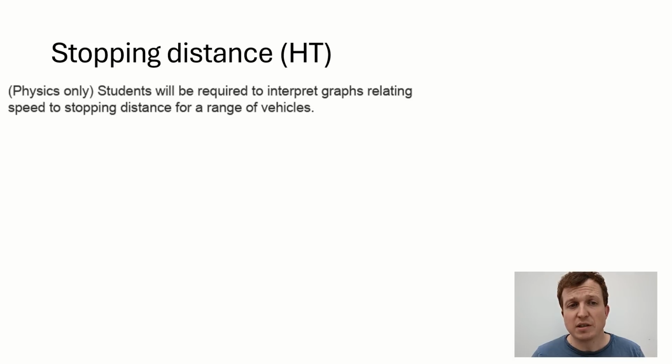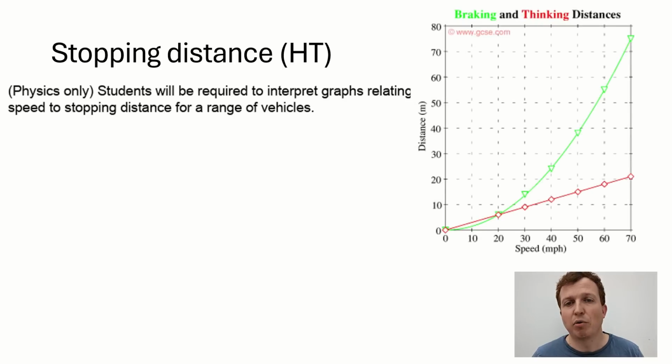While we're on about stopping distance, you need to be able to interpret a graph relating to stopping distance for different vehicles. This is for physics only, for higher tier. Now, a graph to do with stopping distance might look a bit like this, and I've also put in braking and thinking distance because there's nothing on the spec that says it could come up, but it's one of those things which they love putting graphs in exam questions. There's no reason why it couldn't. So in red, I've got the thinking distance down here.